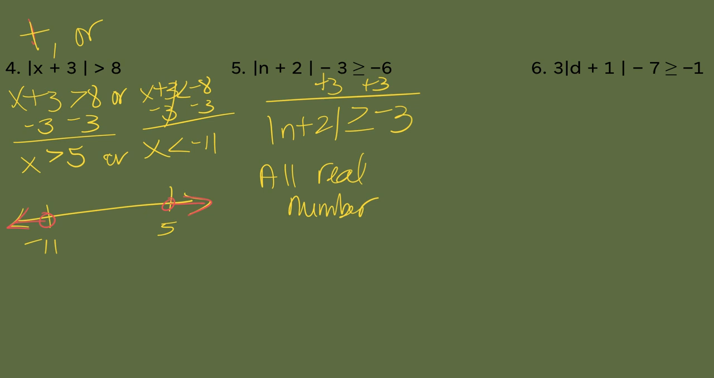All real numbers is when, first, all real numbers and no solution both have a negative, correct? But in all real numbers, if it's greater than or greater than or equal to, it's all real numbers. If it's less than or less than or equal to, I have no solution. Why?